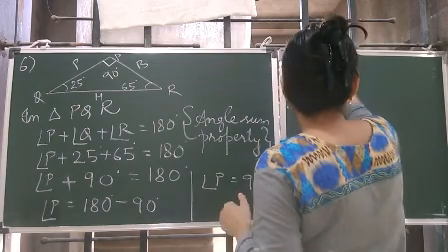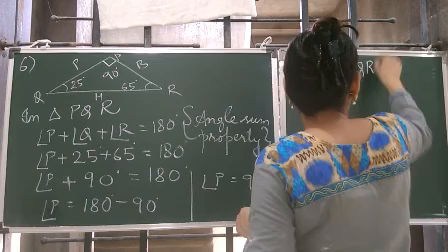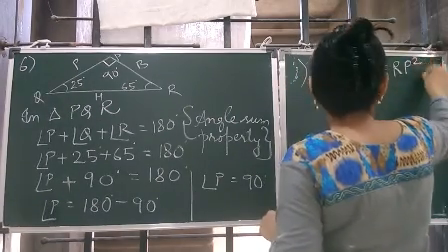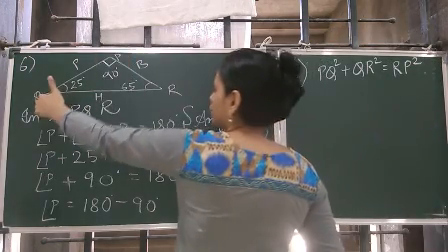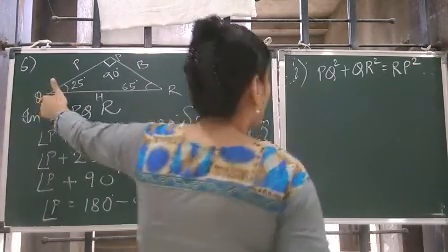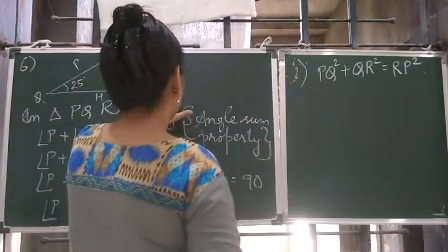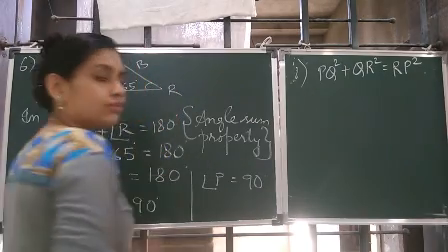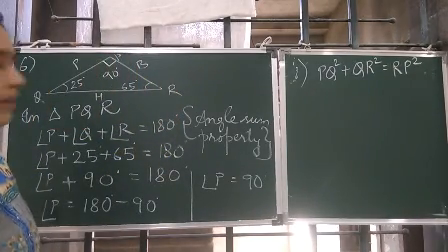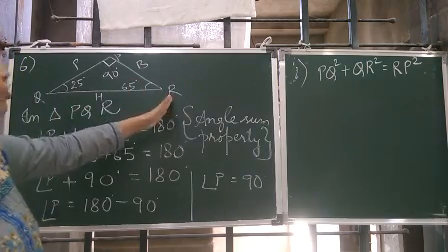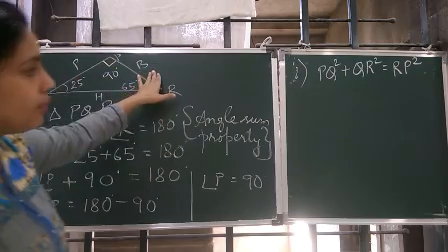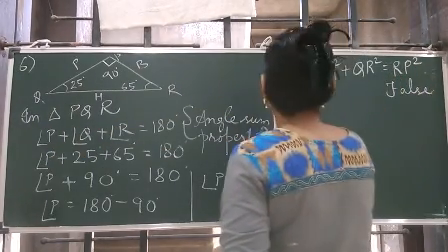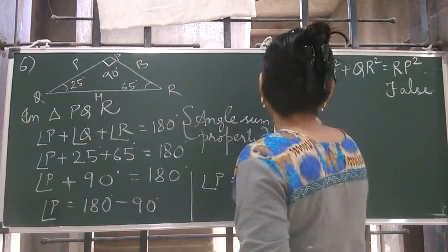PQ square plus QR square is equal to RP square. Is it true? Can it be possible? No. Why? Because this is the hypotenuse, and the hypotenuse square is not equal to the sum of the squares of base and perpendicular in this way. So directly you can write false, because it is not following the Pythagoras theorem.